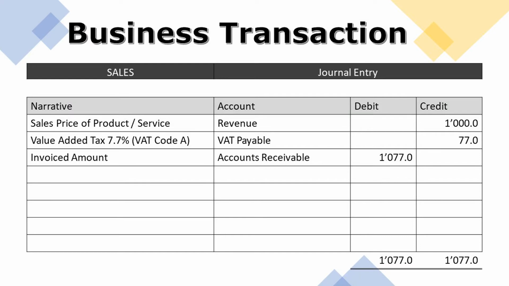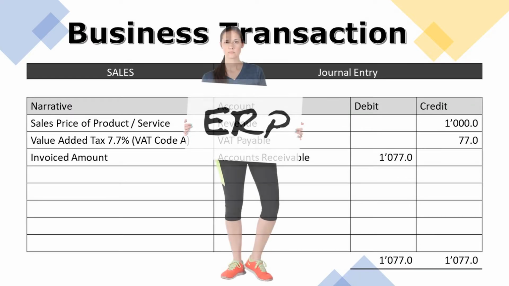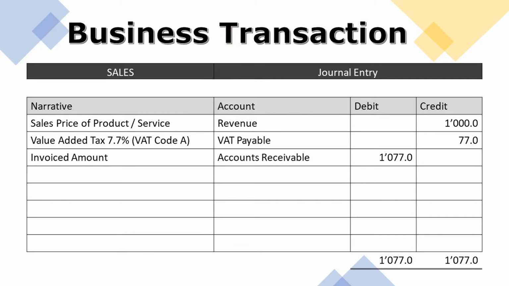Nowadays, this and all the following journals are automatically created by the ERP and accounting system when an order is processed and finally invoiced. The VAT amount is compiled by means of VAT rate codes with associated accounting rules. In this example, we defined the 7.7% standard rate for sales with VAT code A.